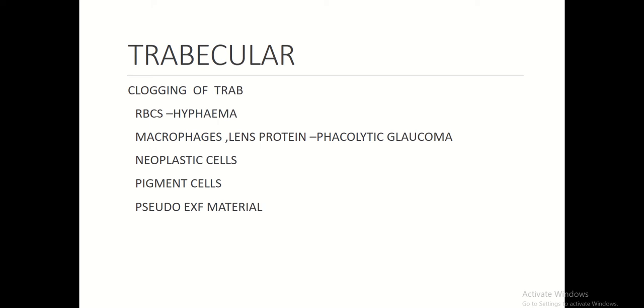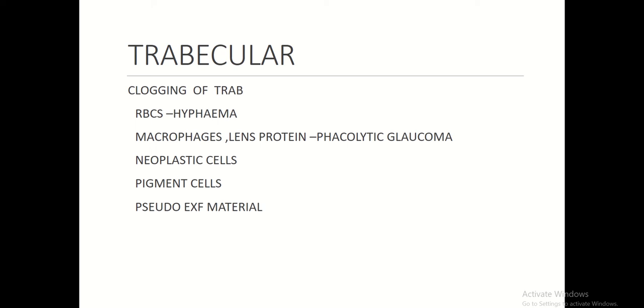Or if you take a case of phacolytic glaucoma, where there is a leakage of lens protein through an intact capsule, this lens protein will go and clog a trabecular meshwork. In addition to that, a lot of macrophages are drawn into that area because the lens protein is a sequestered antigen. So these macrophages will also go and block your trabecular meshwork, leading to clogging of your trabecular meshwork and interfering with the drainage of aqueous.